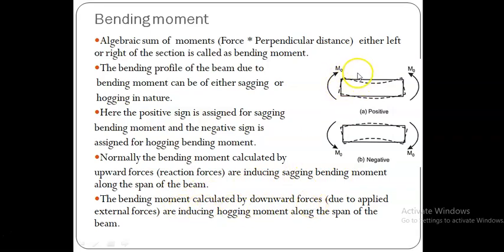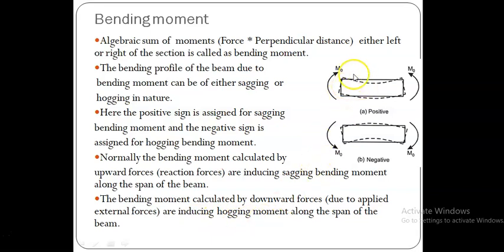Suppose I choose this section here to find the bending moment. In between this end support and this section, if there are some downward forces, I can also include the moments due to these downward forces. These downward forces into distance are used to calculate the bending moment at this section. Therefore, this downward force into distance produces the hogging moment, and therefore I put the sign minus.